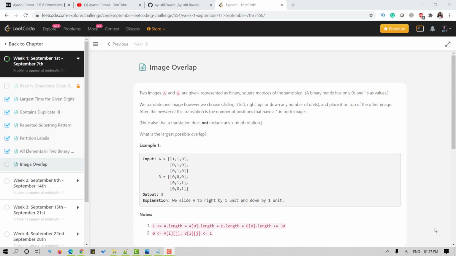Okay, now let's look at the example. Input A and B, we have two matrices here and the output is 3. They say we slide A to the right by 1 unit and down by 1 unit. Okay, now let's understand this. There can be multiple approaches for this problem, but I will show you two here.